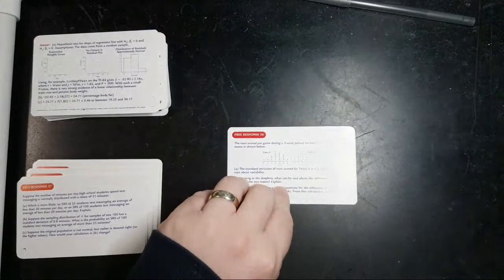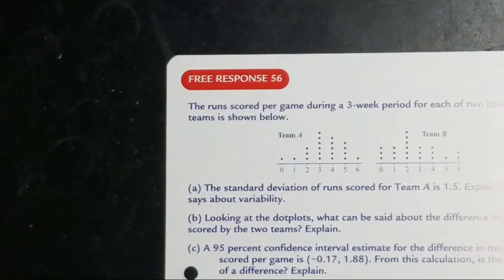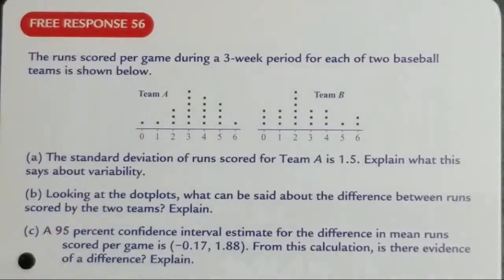Let's see where we're going to go next with this. Oh, there we go. Perfect. Okay, let me zoom in on this card. There we go. The runs scored per game during a 3-week period for each of 2 baseball teams is shown below.